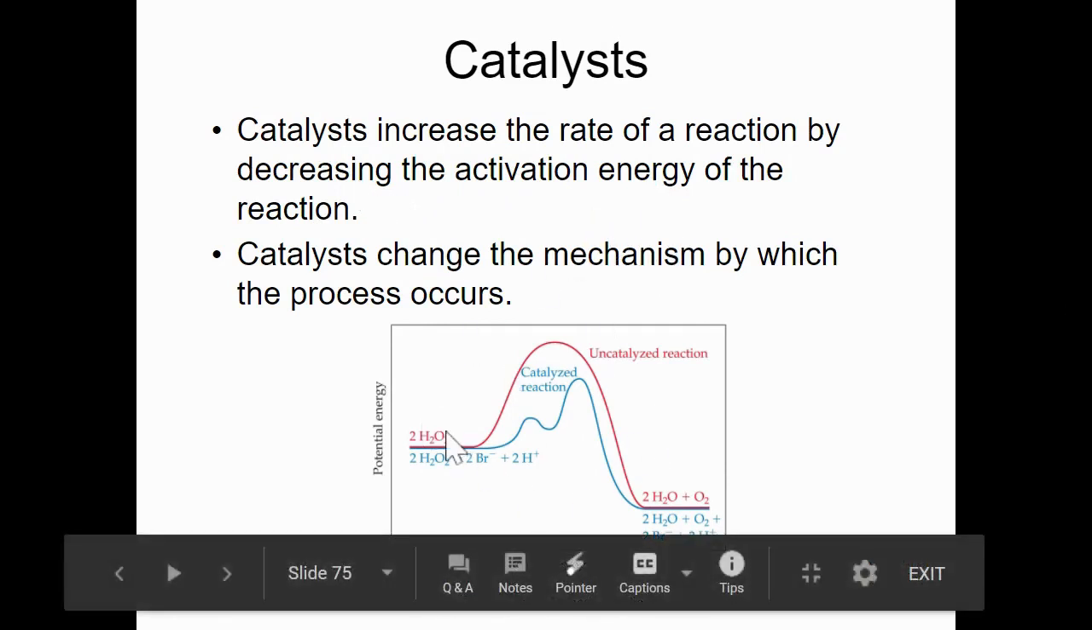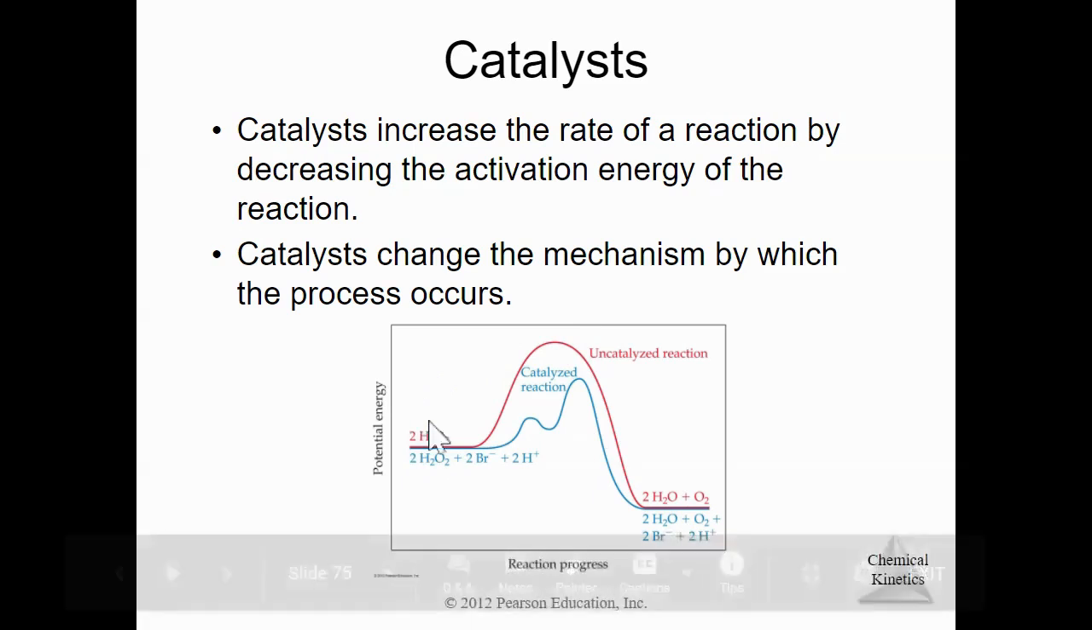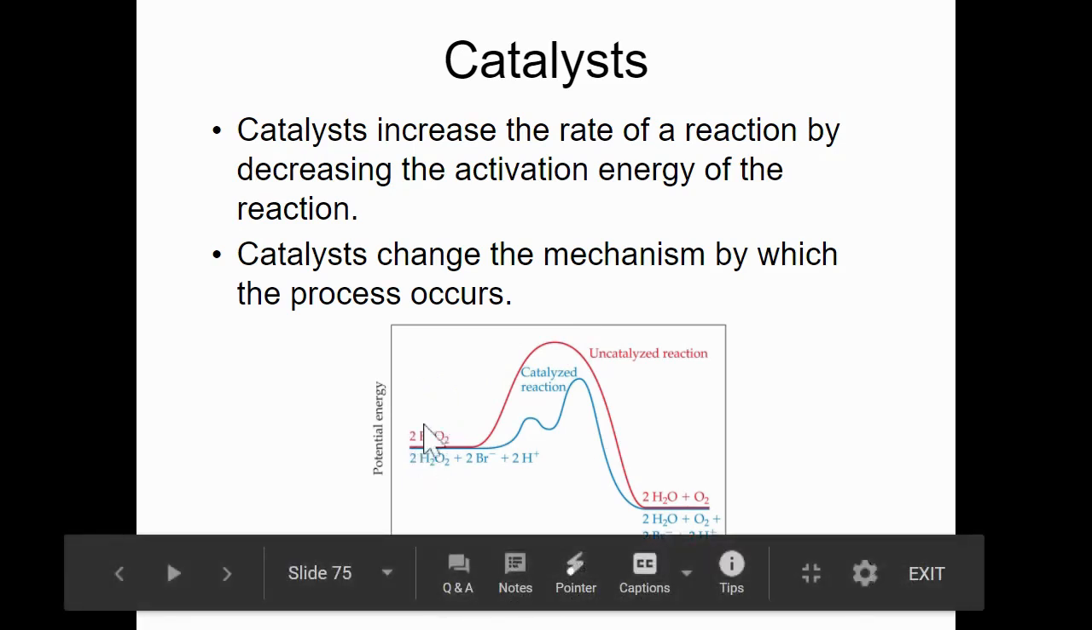So in this graph, the red line represents a reaction that is uncatalyzed. We have hydrogen peroxide producing water and oxygen gas just by natural decomposition. And typically this activation energy, this hump, is provided by light. So exposure to light causes this reaction to decompose into these products. That's why hydrogen peroxide has a shelf life that's not very long and why it's kept in a brown bottle, so that we can reduce the amount of light that affects getting over this activation energy.